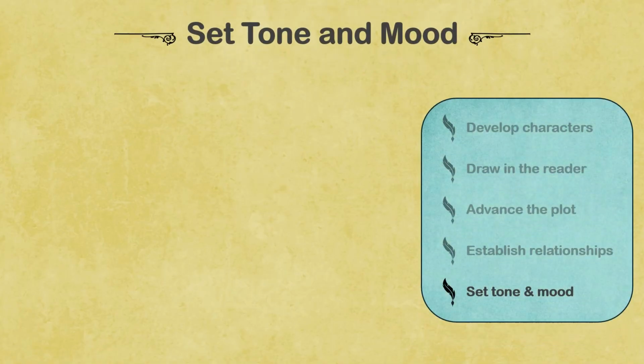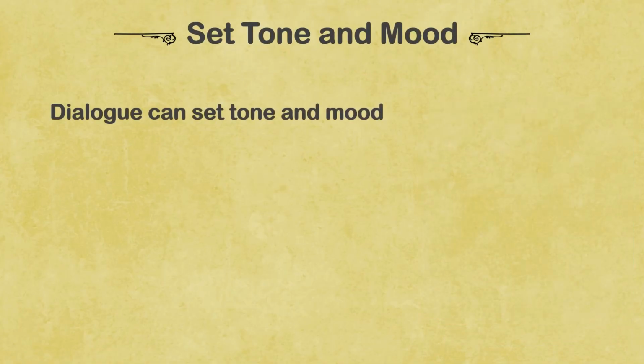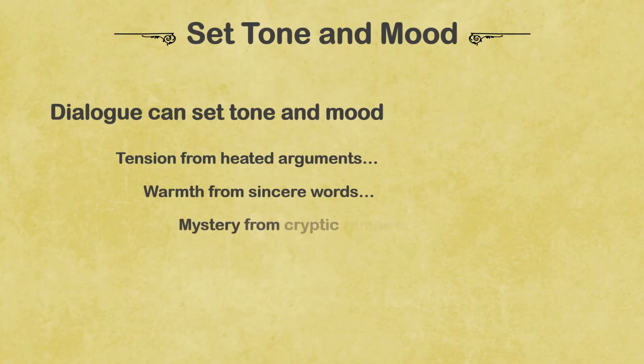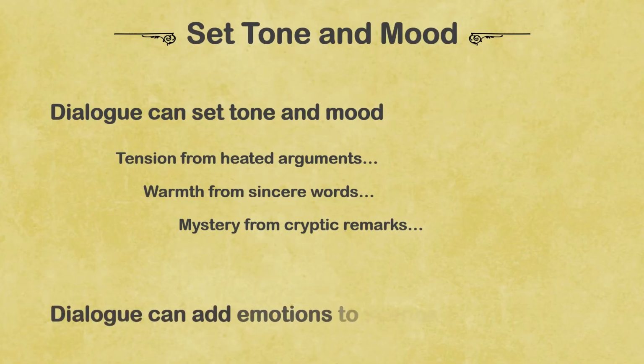Number 5. Dialogue can help set tone and mood in a story. It can create tension from heated arguments, warmth revealed through sincere words, or mystery heightened by cryptic remarks. Dialogue can also add emotion to scenes, allowing the reader to feel the character's joy, frustration, anger, or affection through their words and interactions.